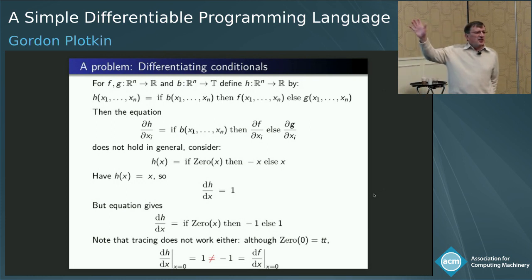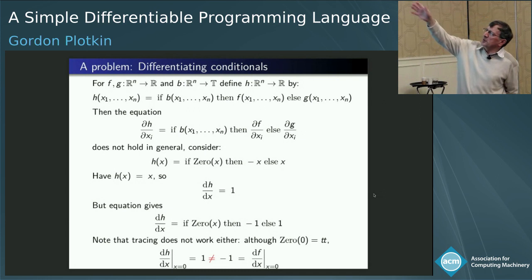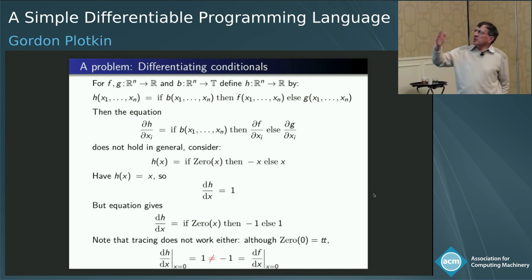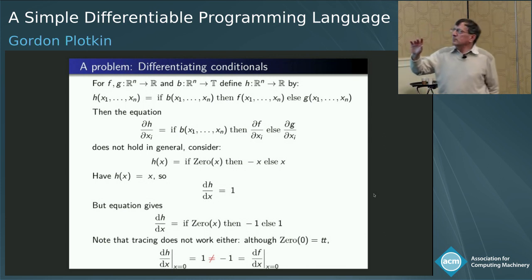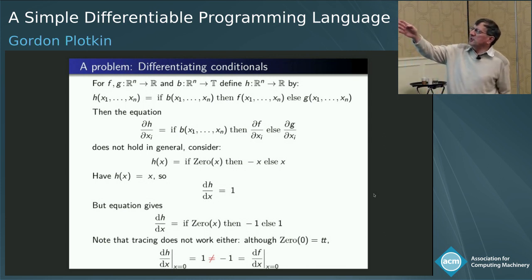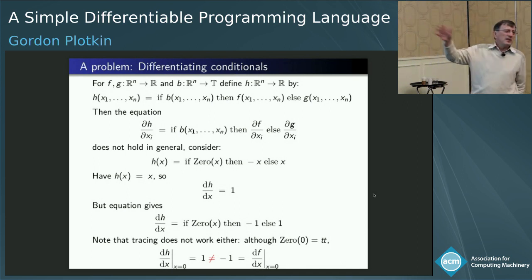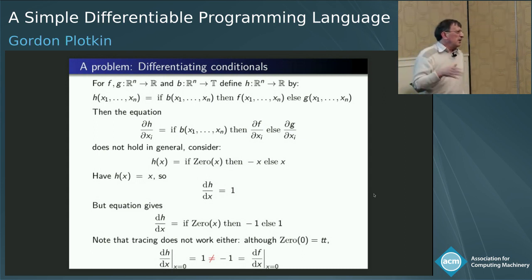So this is differentiation of the conditional. So there's the rule. These are real mathematics now. And so the equation is what you might hope for. The equation is false. Because you take this little example, h is if 0, then minus x else x. That's a definition of the identity function. So its derivative anywhere is 1. But if I use the rule, I'm going to get if 0 then minus 1 else 1. So that's going to think that the derivative at 0 is minus 1, which it isn't, it's 1.